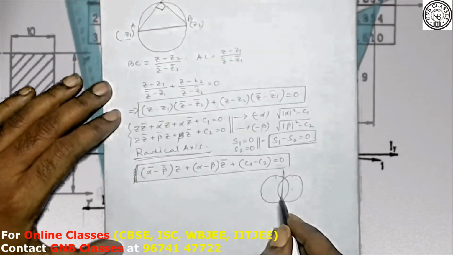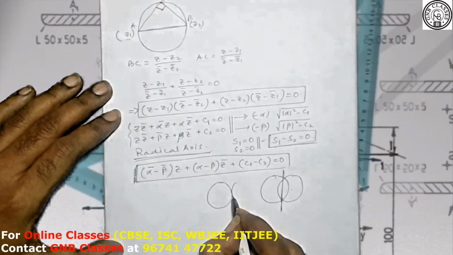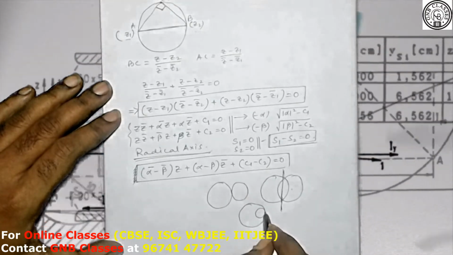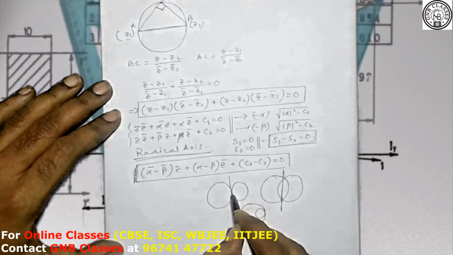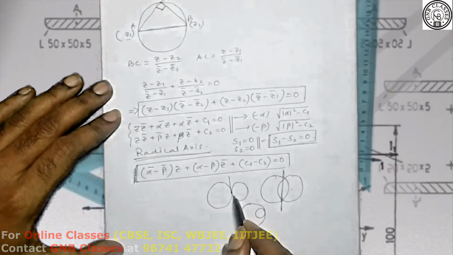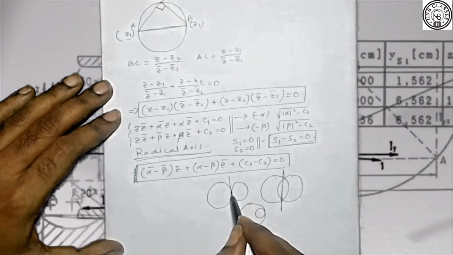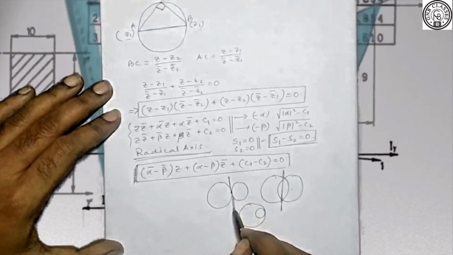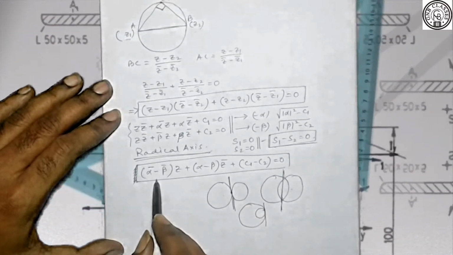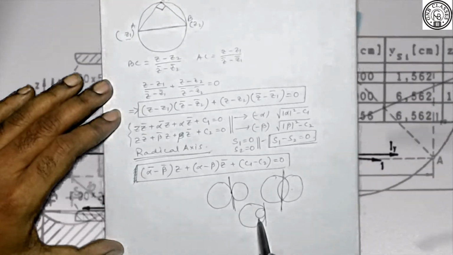Now, when these two circles touch each other, whether externally or internally, then the radical axis becomes the tangent to the circle at this common point. This point is the common point for both circles. At this point, the radical axis will be the tangent. So this equation can also be treated as an equation of a tangent when two circles touch each other externally or internally.